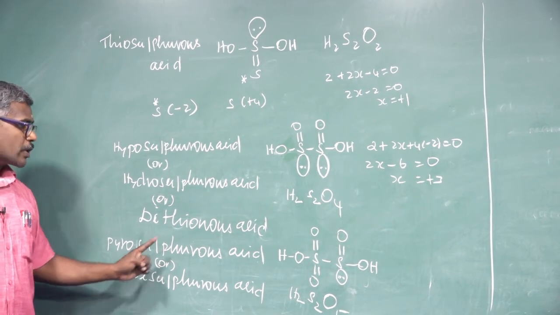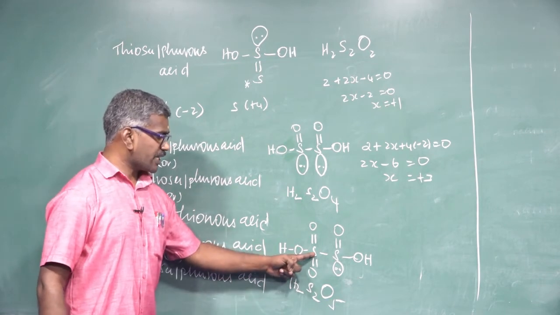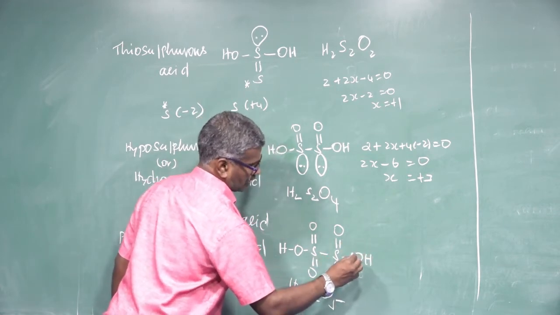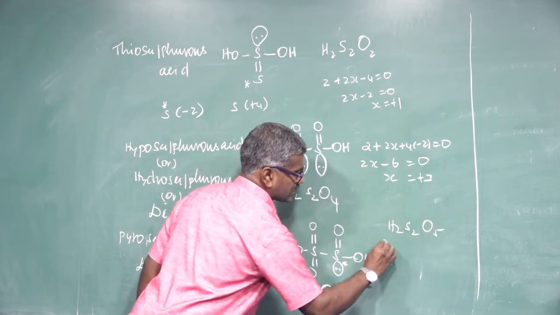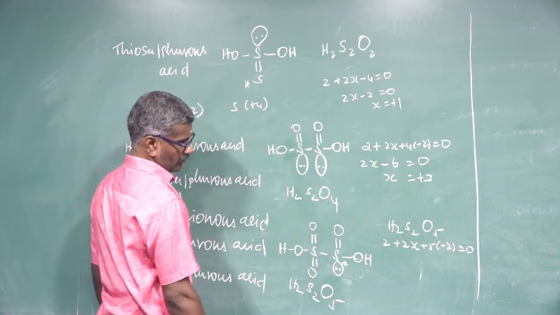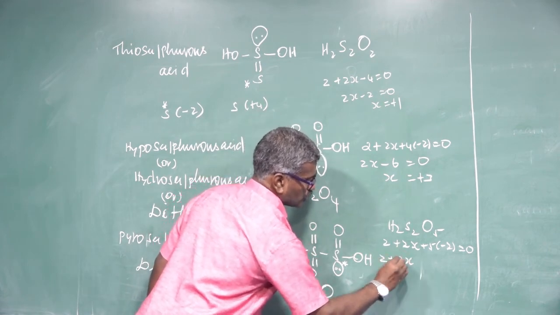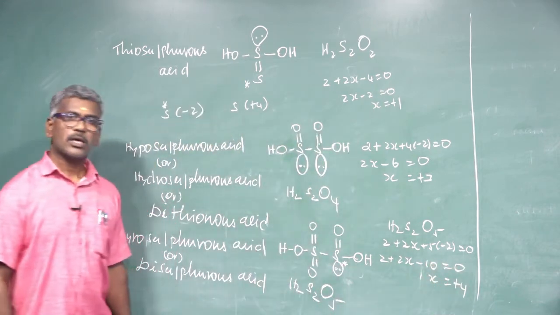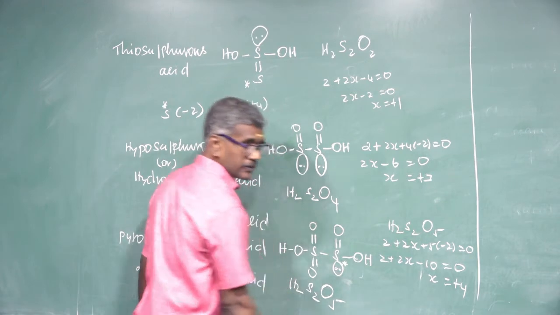What is the formula for pyrosulfurous acid? H2S2O5. This sulfur exhibits 1, 2, 3, 4. What is the overall oxidation state? H2S2O5, that is 2, 2x, 5 times -2 equal to 0. That is 2x - 10 = 0, so x = +4. The overall oxidation state of sulfur in this compound is +4.